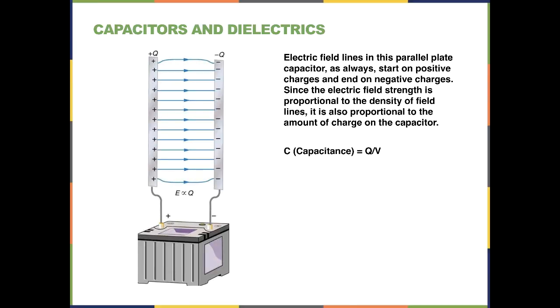And capacitance, which is a measurement of how much charge a particular device can hold, is equal to the charge of the capacitor divided by the potential difference between the two plates. So 1 farad, and the farad is the unit of capacitance, is equal to 1 coulomb divided by 1 volt.